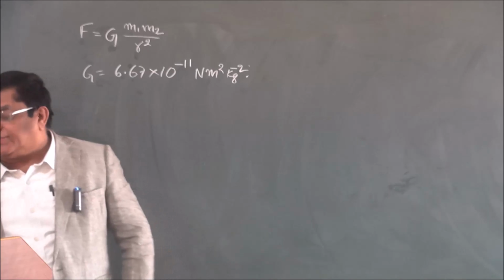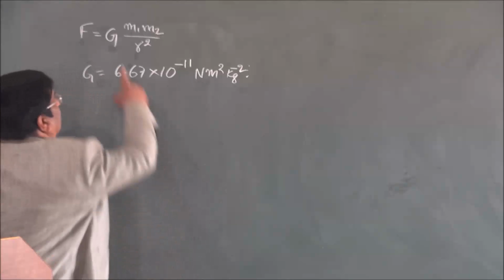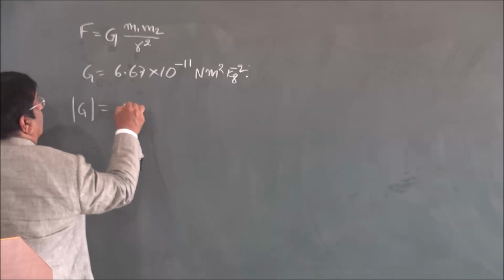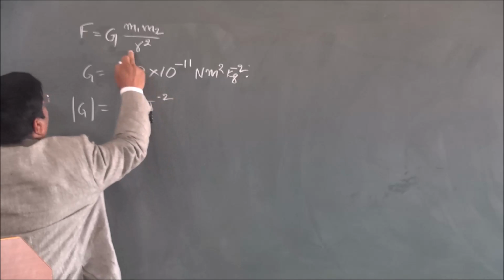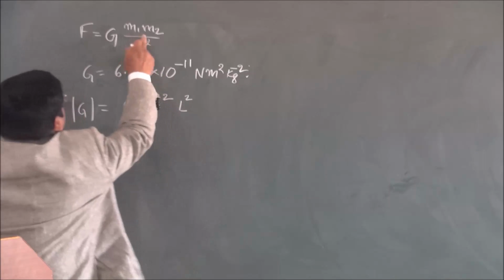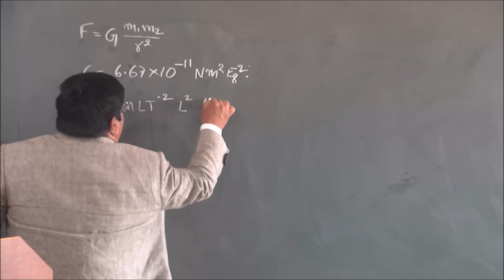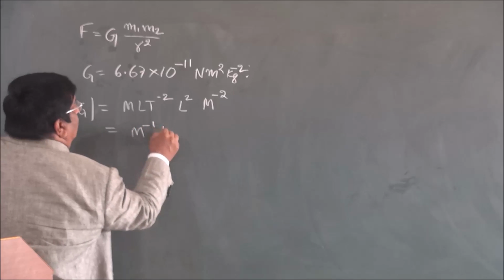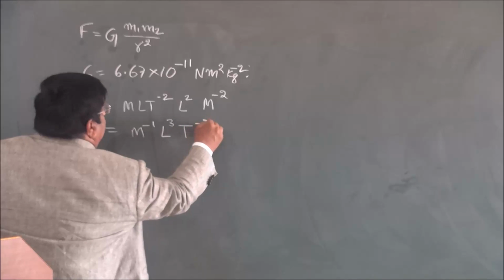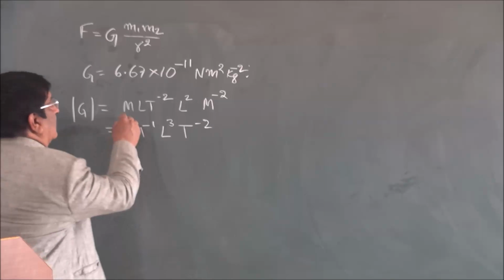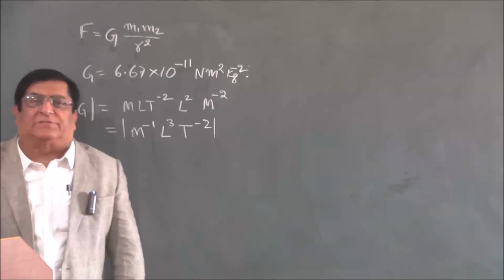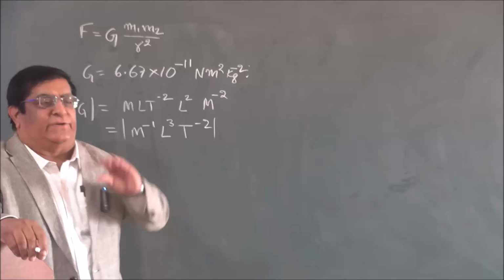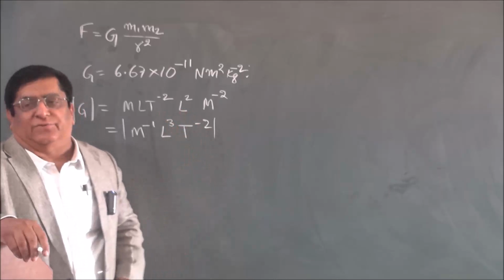What are its dimensions? Please tell me the dimensions. Okay, this is F into R square, that is kg. M minus 1, L3. These are the dimensions of gravitational constant. So gravitational constant is a constant which has got dimensions and which has got a magnitude, a quantity, right? And there is a unit of that.